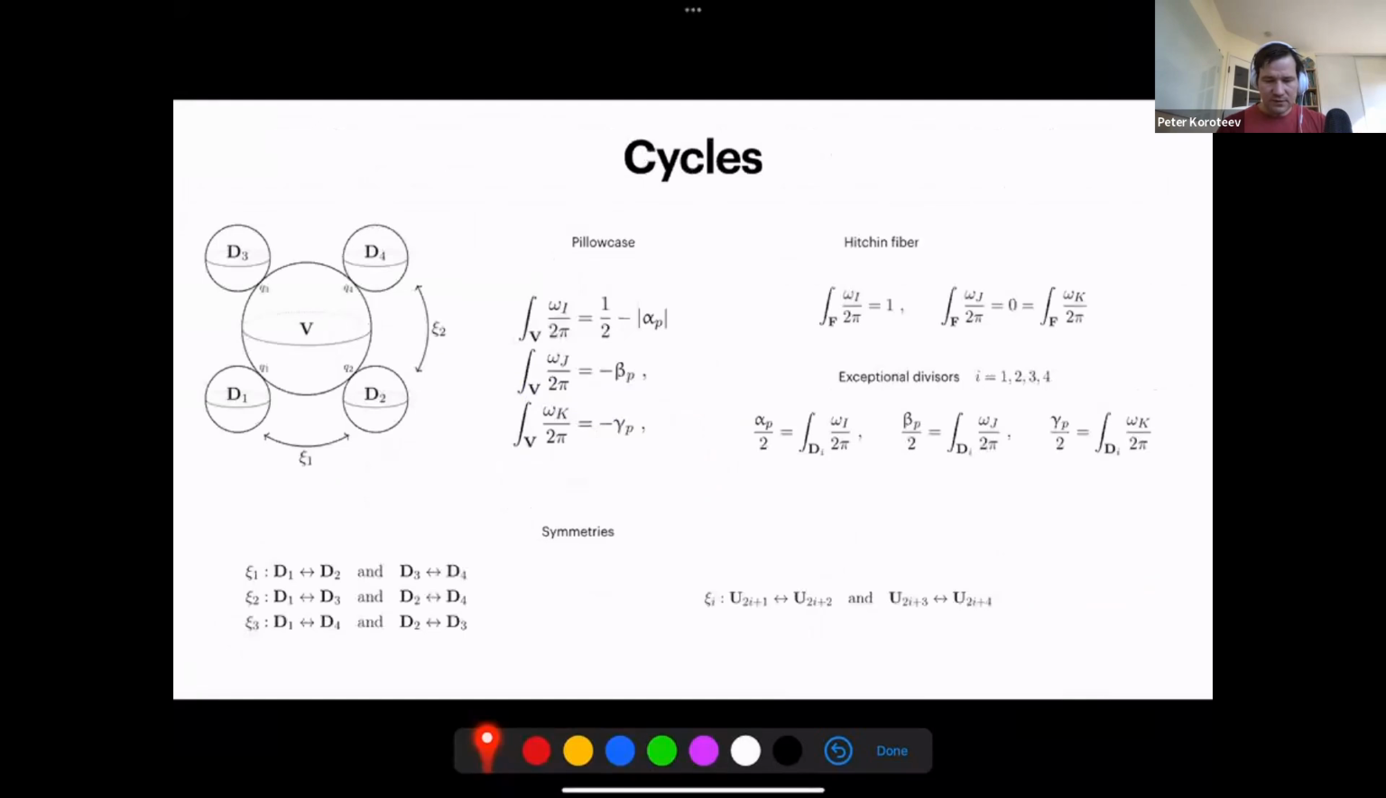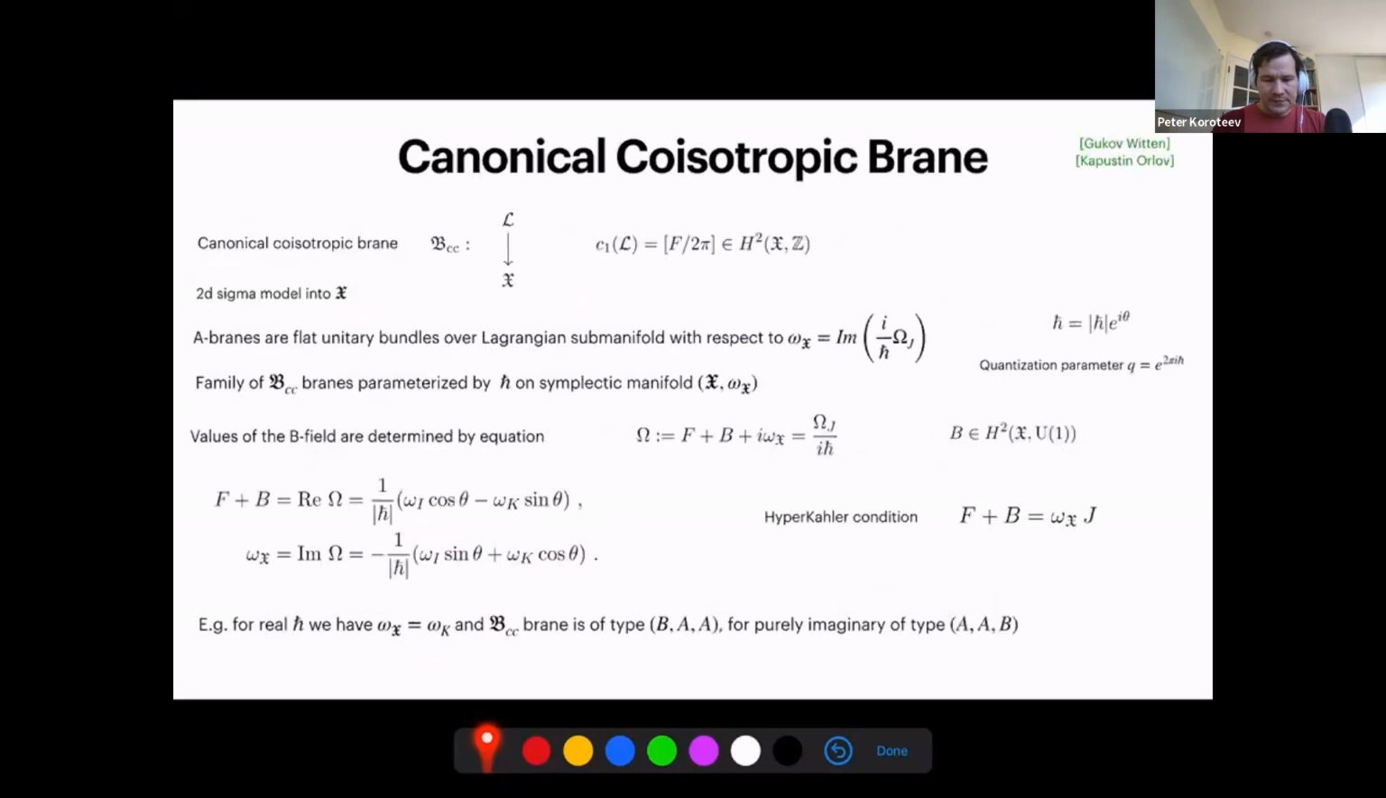Okay, now what we want to do is compute some symplectic volumes. Let me show you some formulas here. In this pillowcase frame, you can compute integrals of omega_I, omega_J, and omega_K. They will be expressed directly through those alpha, beta, and gamma. You do the same for the generic Hitchin fiber, when F is the elliptic curve, and for all these D_i's, which you call exceptional divisors. So it can all be done. There are symmetries acting over here.